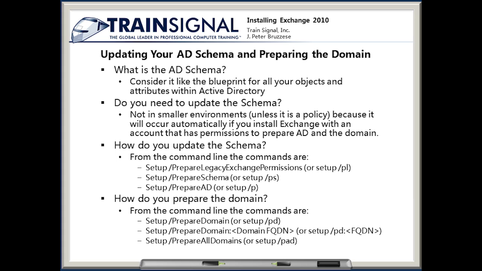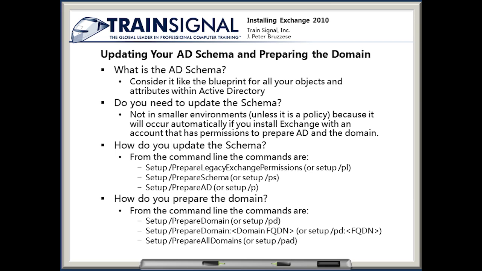But again, in a smaller environment with no policy in place for this, you can just run the Exchange installation and it will update the schema without you even being involved. But if you do have to manually get involved, how do you update the schema? Well, you would use the command line. The commands are actually connected back to the setup files for your Exchange server. So you would navigate through your command line to the location of your setup file, and then from there you would type in setup / and then depending on what you're looking to accomplish, you can do this in bulk or you can do this in pieces.